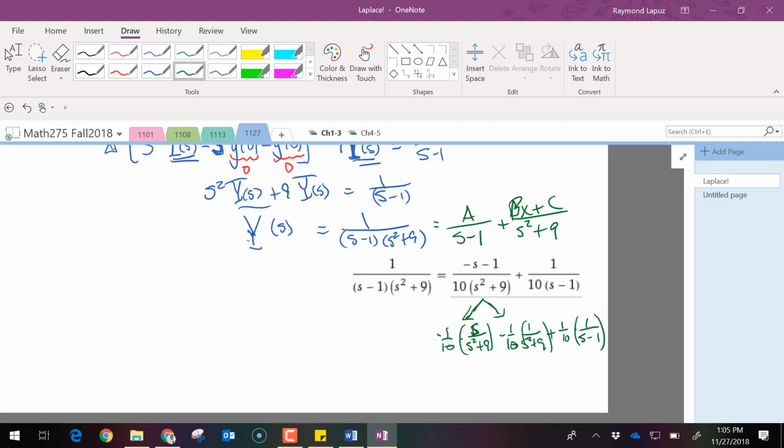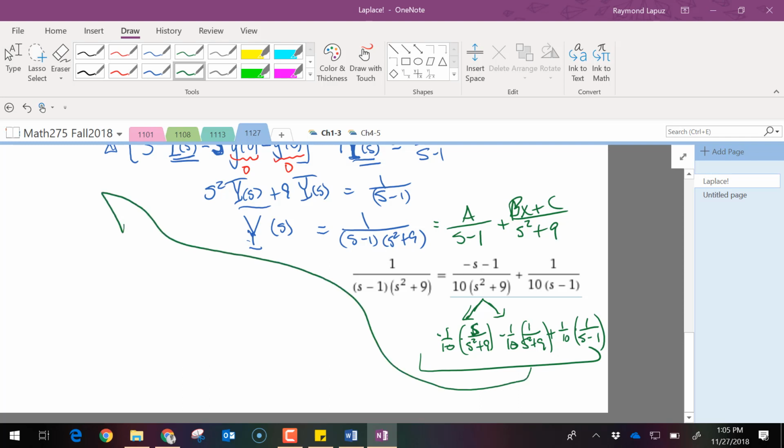Okay? So from here, we do our inverse Laplace transformation to get our solution, and that is going to be y of t. So we're in the real world now. We bring this back to the real world. And we'll look at it in the order that it's written here, negative 1/10.